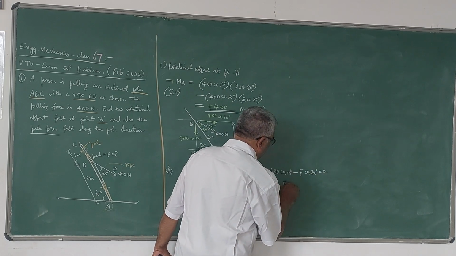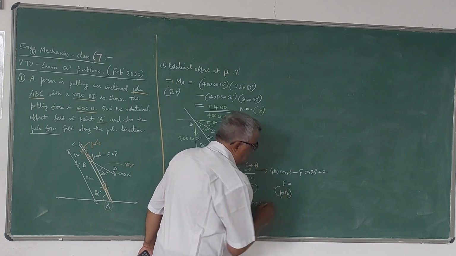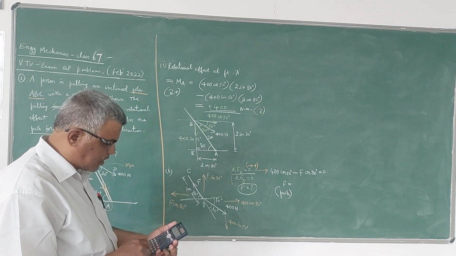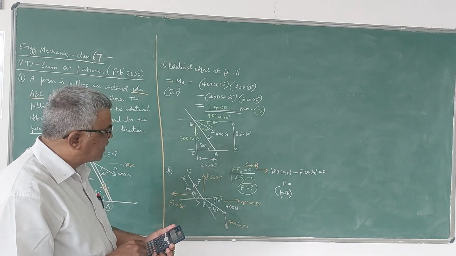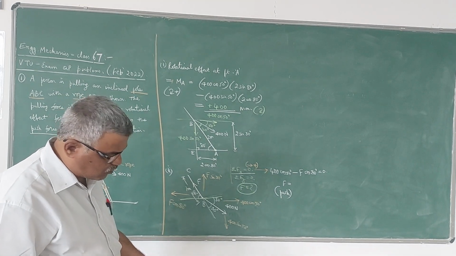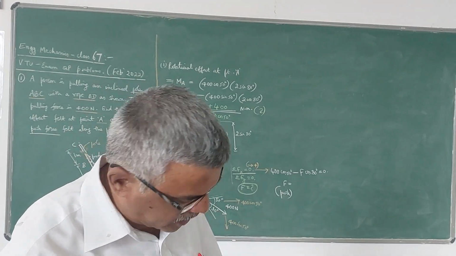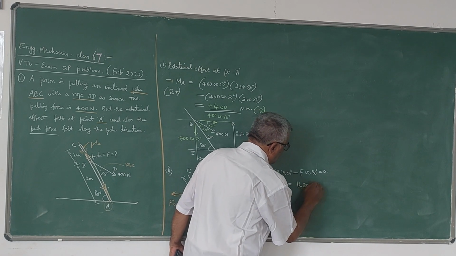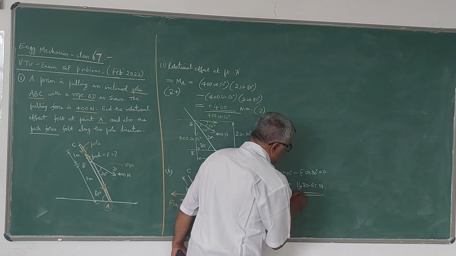So therefore F is equal to, that is the push force. This is the push force in the pole. So F is equal to 400 into cos 50 divided by cos 80. So the answer is 1480.67 Newtons. So this is the push force in the pole.